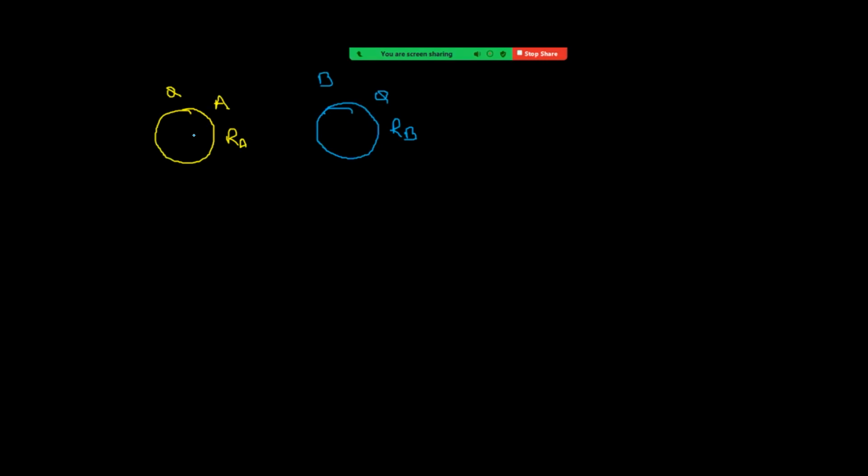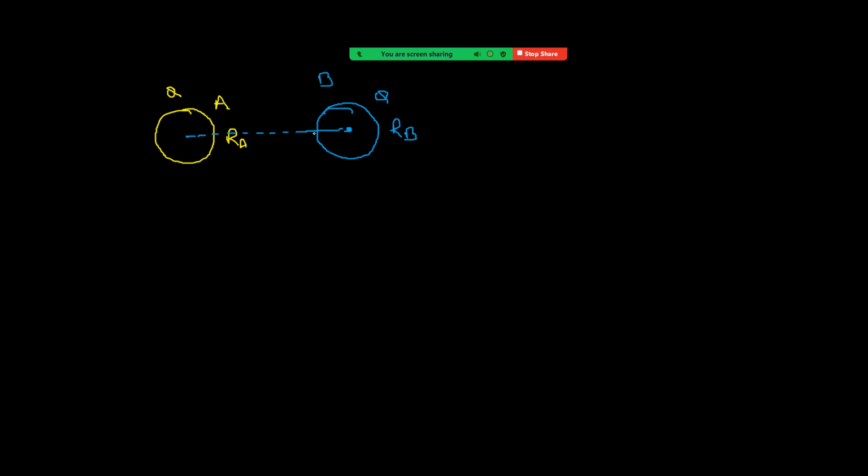Now the separation between them: they are kept far apart, right? So the separation is very large. First understand the meaning of separation large, far apart. Its meaning is that the influence of B on A, or of A on B, is nil. They have no influence on each other. We are keeping them far apart, and then connecting them by a thin metal wire.